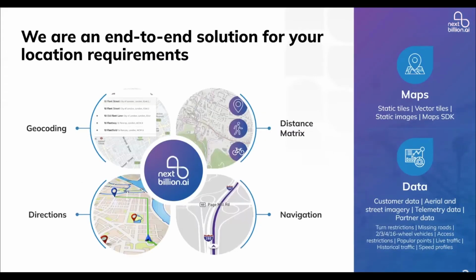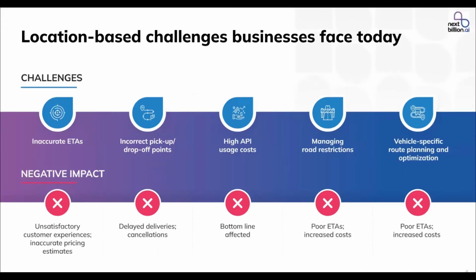So we are an end-to-end solution for your location requirements. We have the API ecosystem consisting of geocoding and reverse geocoding, distance matrix API, directions API, and navigation APIs. We also provide you with a set of applications to develop your own maps using our SDKs, using our map tiles. We also provide data enrichment utilizing the customer data and enriching it with points of interest, additional partner data, your telemetry, and adding certain kinds of restrictions and route avoidance capabilities.